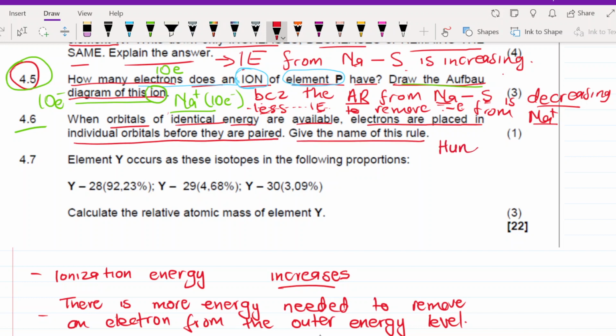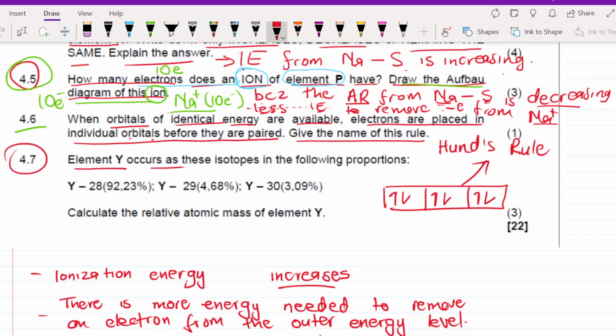I explained that one is Hund's rule. They said electrons are placed in individual orbitals before they are paired. You remember this is how Hund's rule says. You must first fill each electron in its individual orbital before you pair it, then you pair that one, then you pair that one. That is Hund's rule. So last question now, element Y occurs as these isotopes in the following proportion.